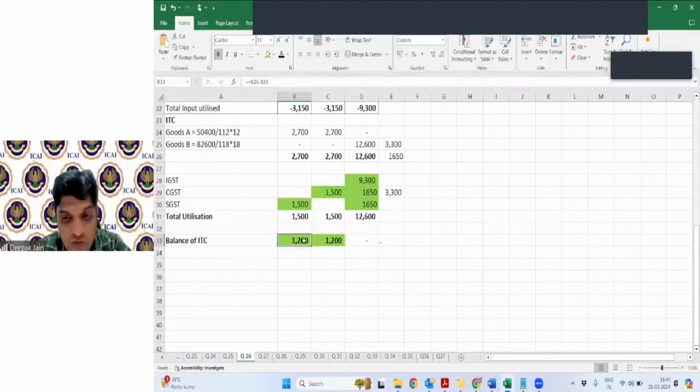Actually, IGST should have a balance of 2,400. Why 2,400, Nagaraju? 12,600 I've utilized here, right? 12,600 over here. So why should there be a balance of 2,400?